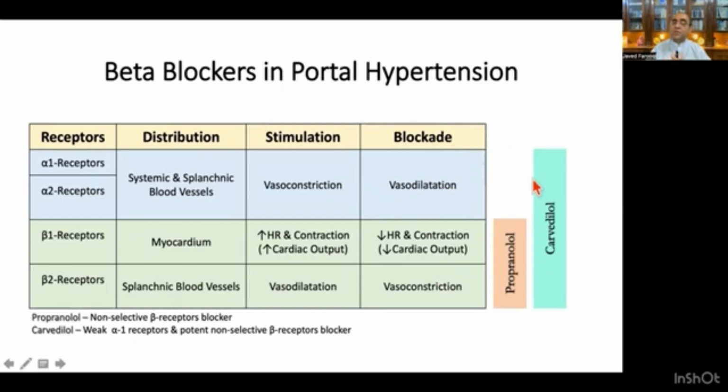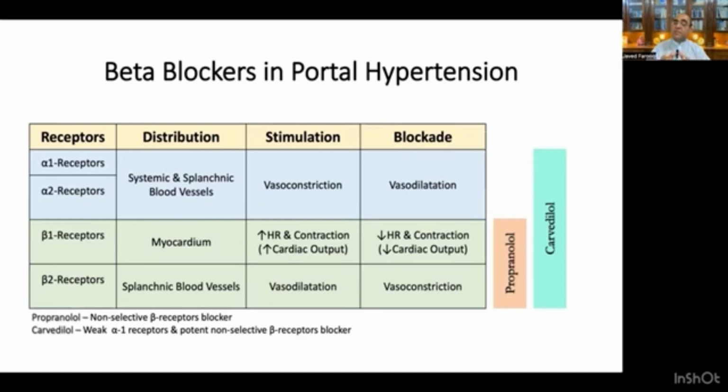So what I was telling you, that the resistance has two components: the fixed 60 to 70% because of the fibrous tissue, which is irreversible, and 30 to 40% resistance, which is because of the vasoconstriction, because of the decreased concentration of nitric oxide. When we give carvedilol, those alpha 1 receptor carrying vessels dilate, and when they dilate, the resistance offered to the portal flow is lowered down.